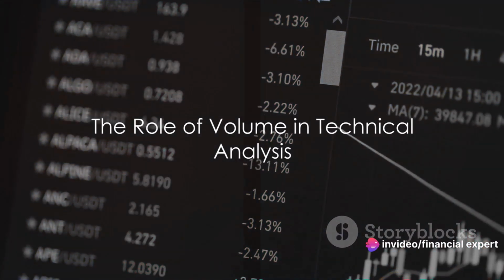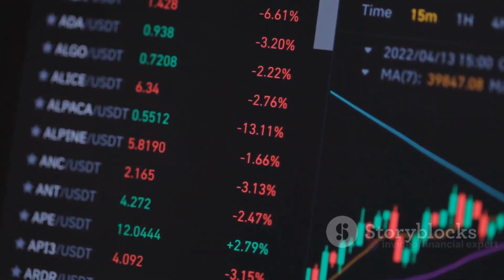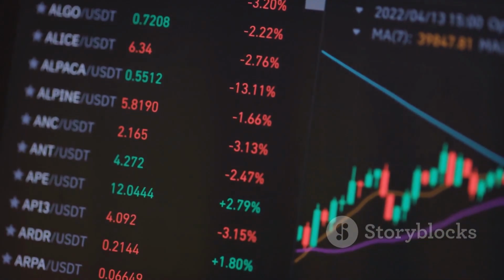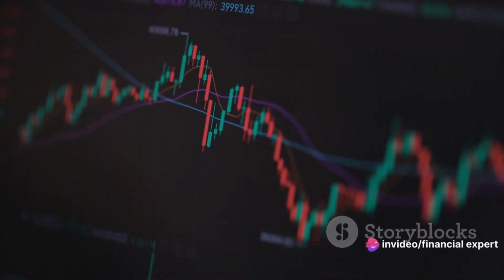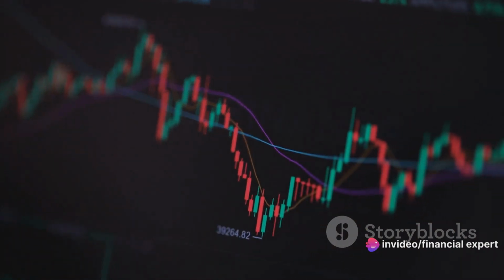Volume, another key player in our technical analysis journey, but why? Let's delve into this critical component of technical analysis. Volume refers to the number of shares or contracts traded in a security or market during a given period. It's essentially the total activity surrounding a security or market.